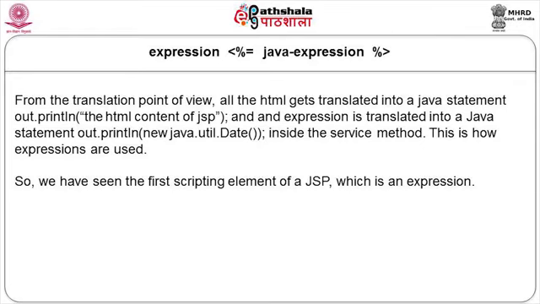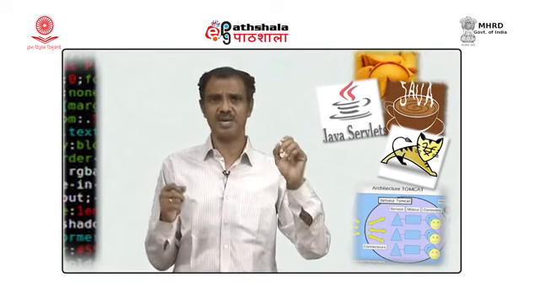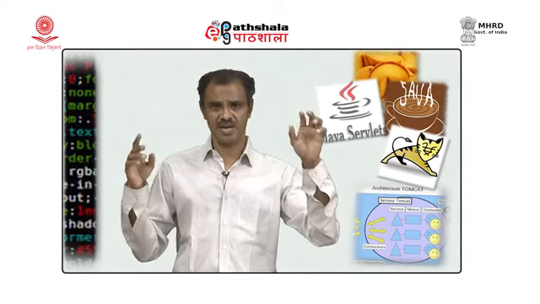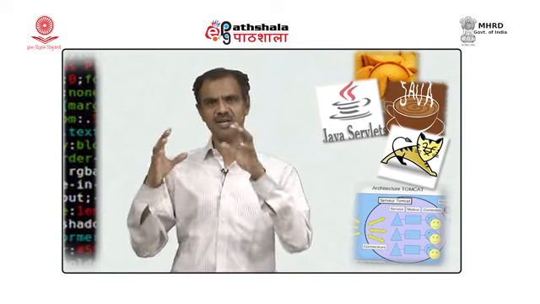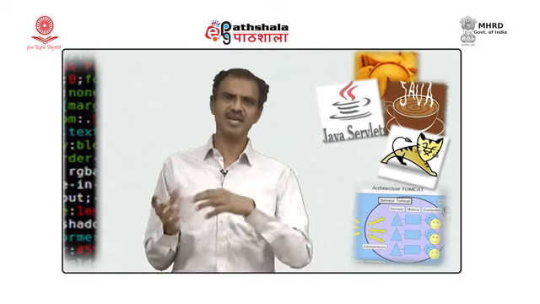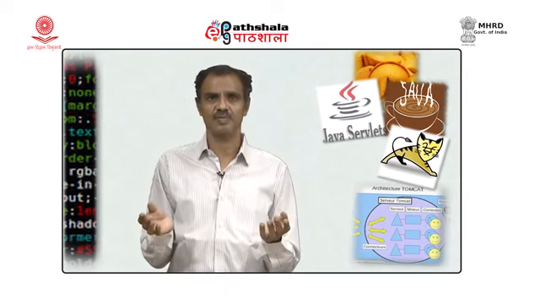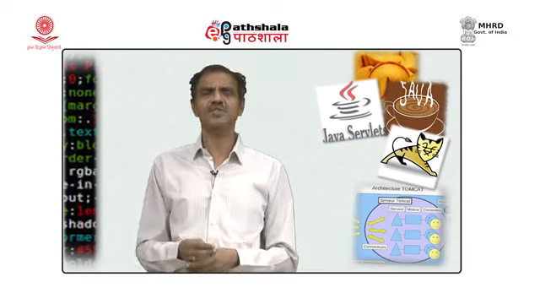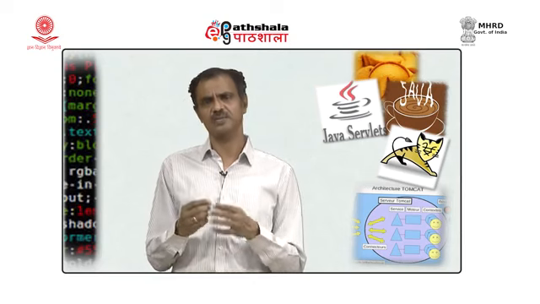From the translation point of view, earlier I mentioned that when a JSP gets translated to a Java file, all the HTML gets converted into out.println and in double quotes it goes there. In case there is an expression, the content of the expression, the Java expression which you have included in the scripting element, gets translated into out.println and then that expression is included straight away. So, this is one kind of scripting element. The first scripting element which we have seen is the expression which can be included in a JSP page.